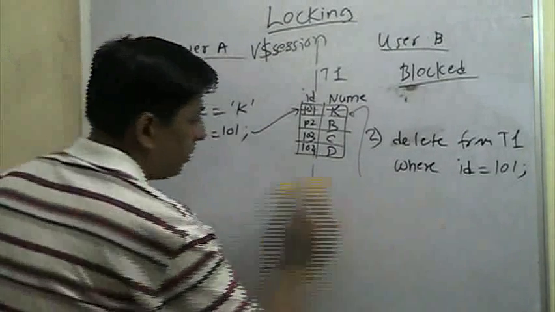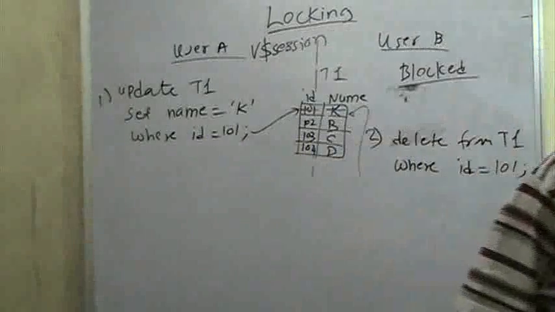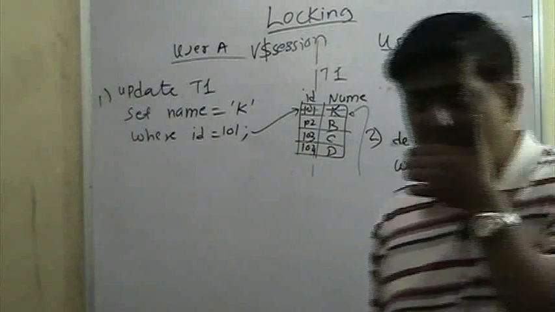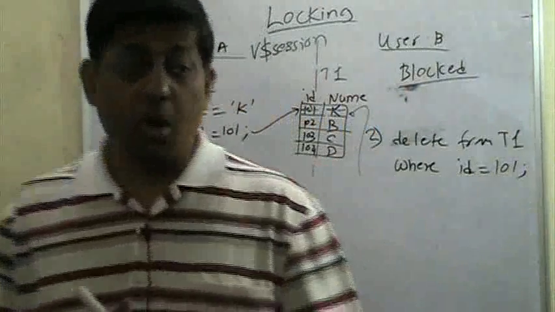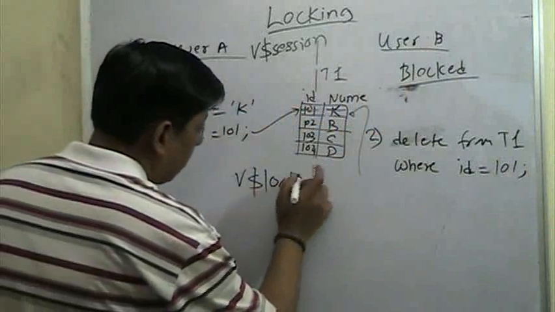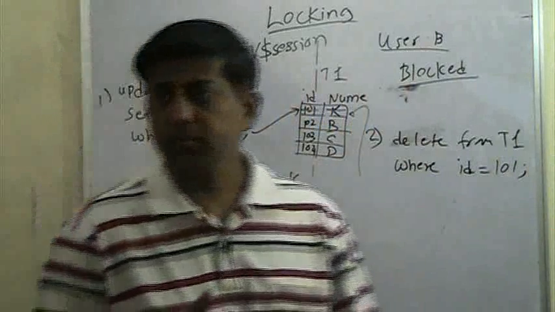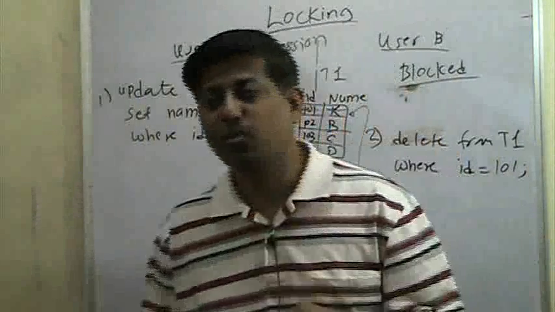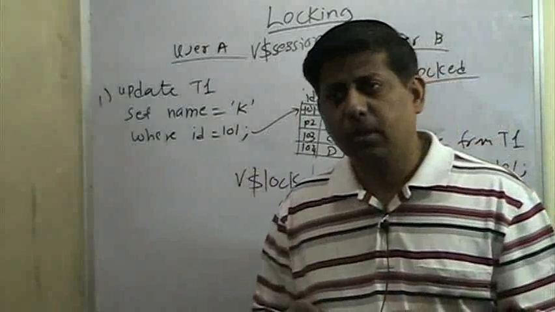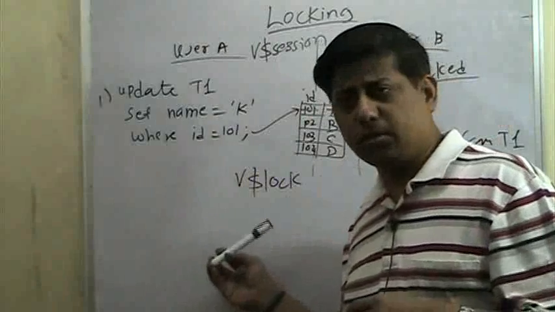Okay, so that was all about blocking, and now we will talk about deadlock. One question: what do you find in V$LOCK? So let us talk about V$LOCK. Is there a DBA_LOCK view? DBA_LOCK view is not there, no. I think DBA_BLOCKED_SESSIONS.